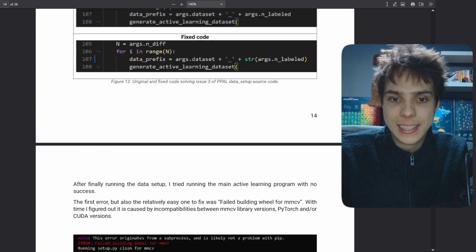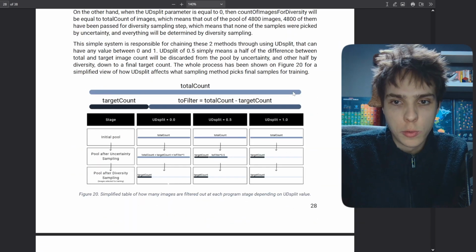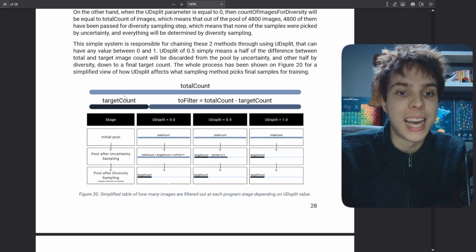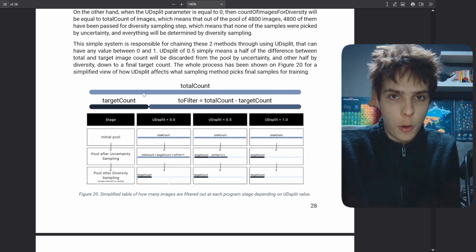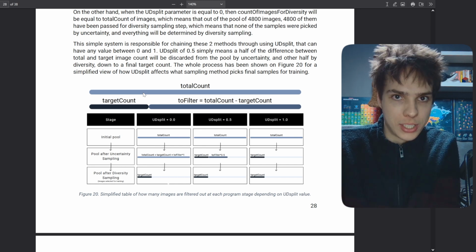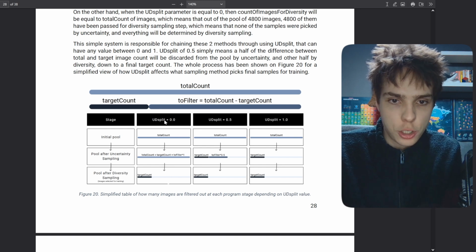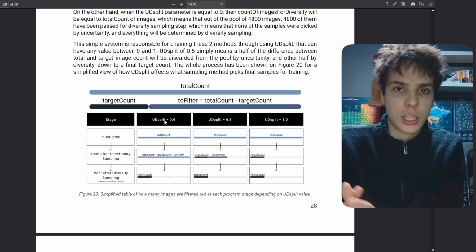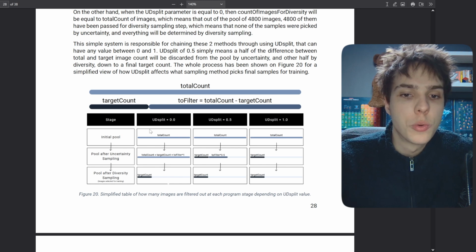But how I implemented the pipeline was like this. We have a total pool of images, we have our target number of images, and the difference between these two counts is how many images should be filtered out with samplers. So I have this coefficient that specifies the percentage of images filtered out by uncertainty. You can see it being visualized here.